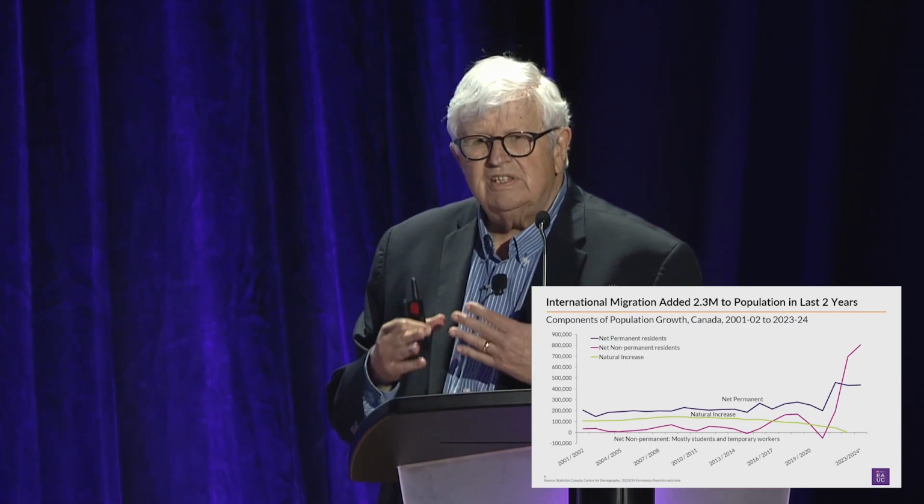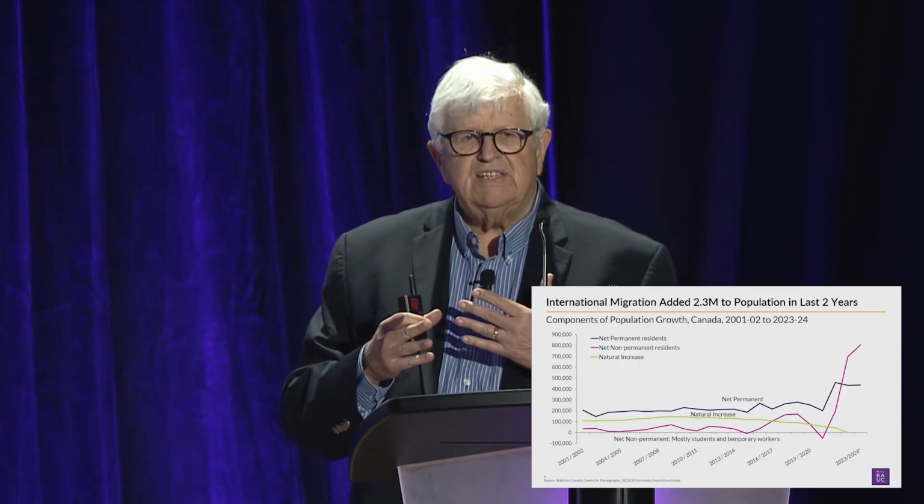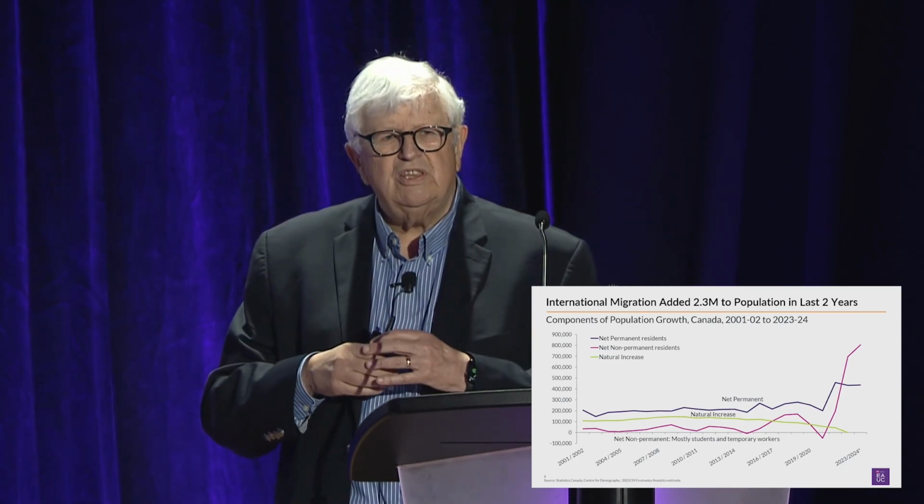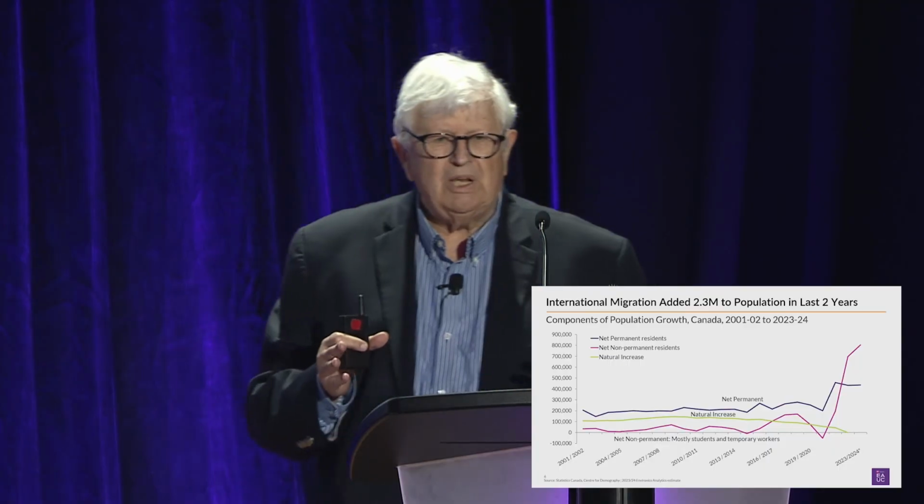The other extreme, non-permanent residents, really wasn't terribly important for population growth for many years. It was in and around slightly positive, negative in a couple of years, picked up around 2015, plummeted, and then skyrocketed the last couple of years. You can see around last year, 800,000, that's a net number, added to our population. And if you look at the last 2 years and add both permanent residents and temporary residents together, we've added somewhere around 2.3 million people to our population.